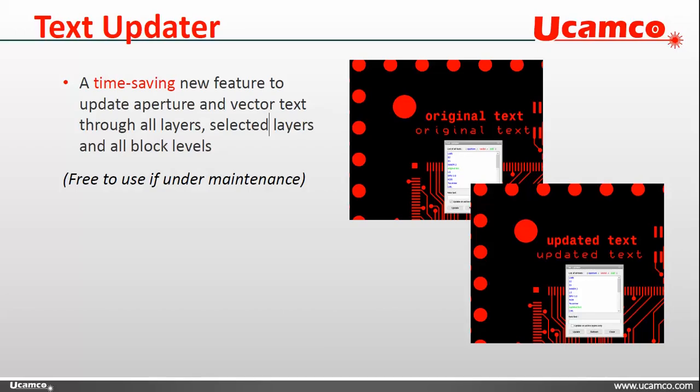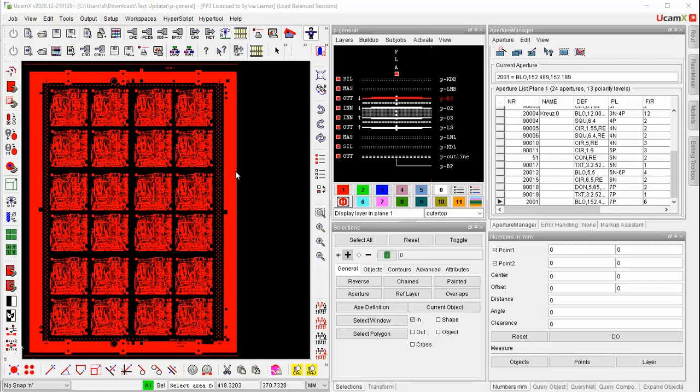There is a time-saving new feature to update aperture and vector text at the same time and through all layers, selected layers, and through all block levels. This one is even free to use if you are under maintenance. To show how the text updater is working, I opened a job, which is a quite standard panel created by our Panel Plus.